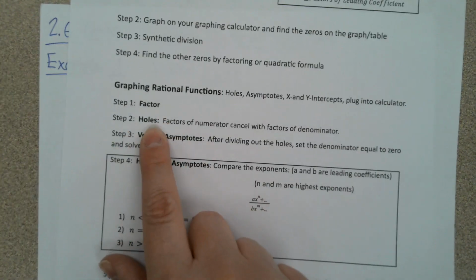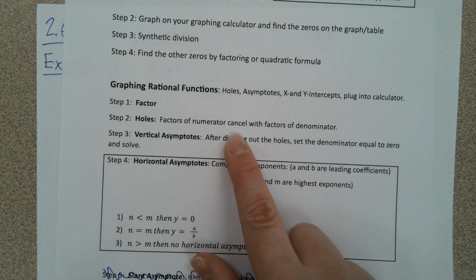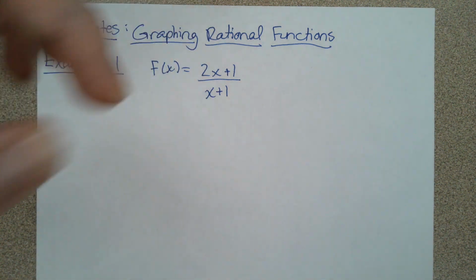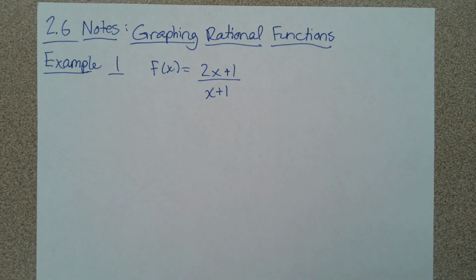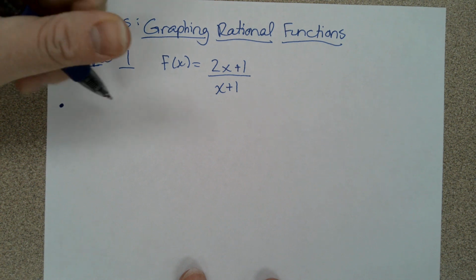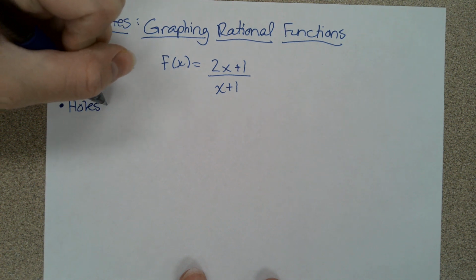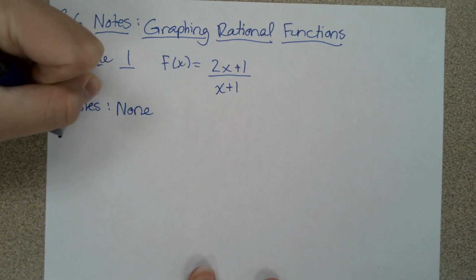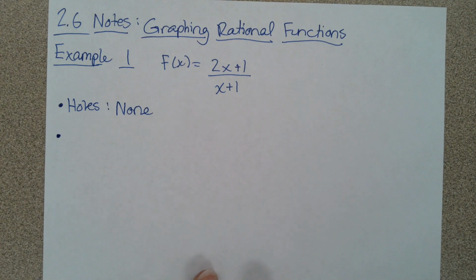Step 2 is look for holes. Factors of the numerator cancel with factors of the denominator. So that's when you have something on top and bottom that cancels out. Again, we don't have this here. So for the first thing I will note, holes, none. We don't have any holes. And holes will make more sense once we have an example that shows you what we mean by holes. But for now, no holes.